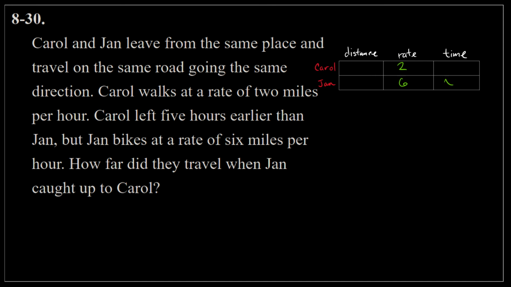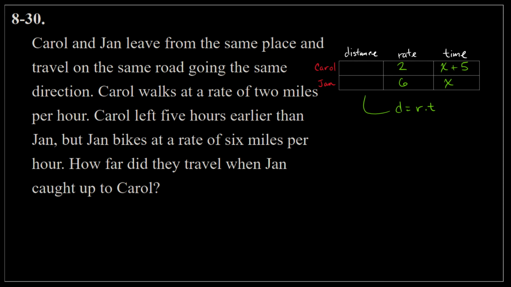If Jan biked for x hours, because Carol was going longer, it's in fact 5 hours more, right? She left 5 hours earlier. Carol would be x plus 5 hours. Okay. And I do know that distance equals rate times time for both, right?